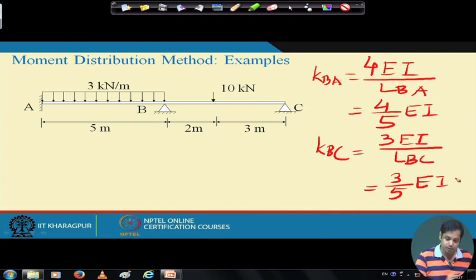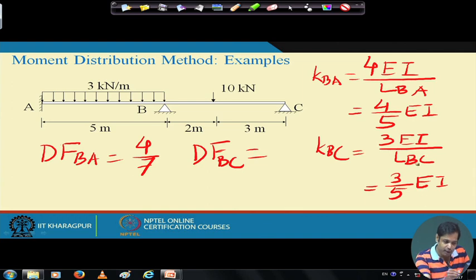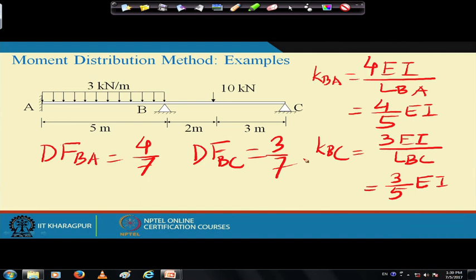Now once we have these stiffnesses, the distribution factor DF for BA will be this divided by this plus this, and this becomes 4 by 7. Similarly, the distribution factor for BC will be this stiffness divided by the total, this plus this, and this becomes 3 by 7. This is the distribution factor. Okay.